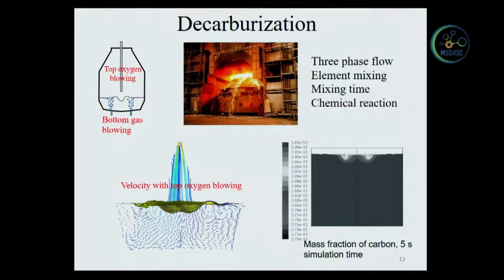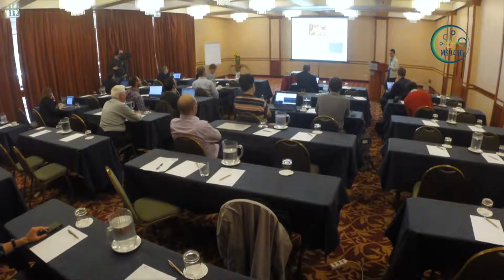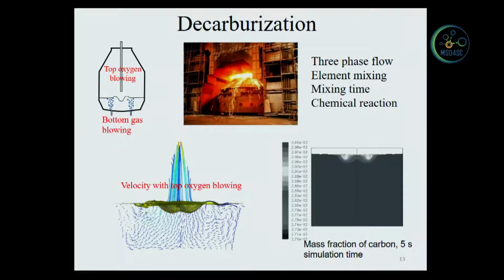This is for the decarburization process. In real production, there is top oxygen blowing, which provides the oxygen to react with the carbon. There is also bottom gas blowing, mainly for stirring, mixing, and transport. The picture in the middle shows the production plant. We can see that we don't know what happens inside. So simulation is a method to give an idea about process optimization.